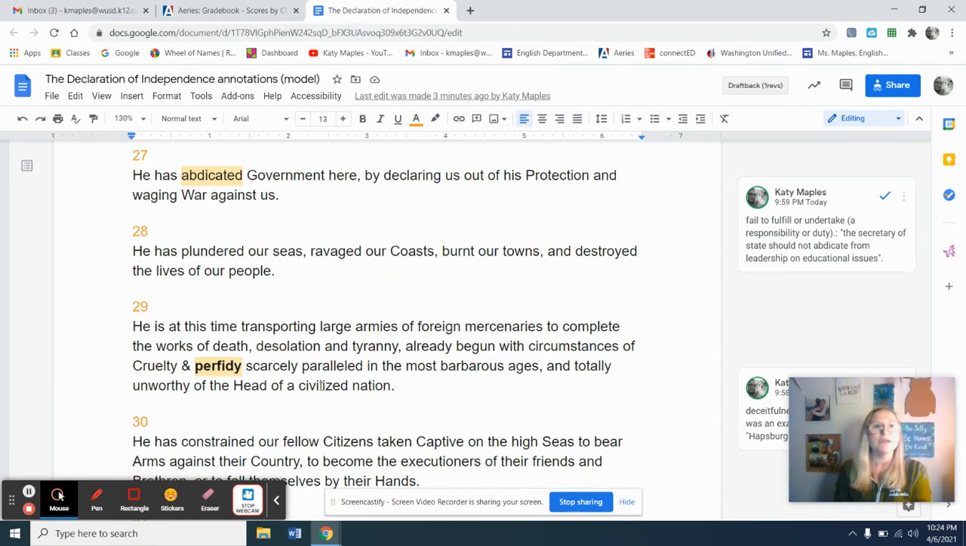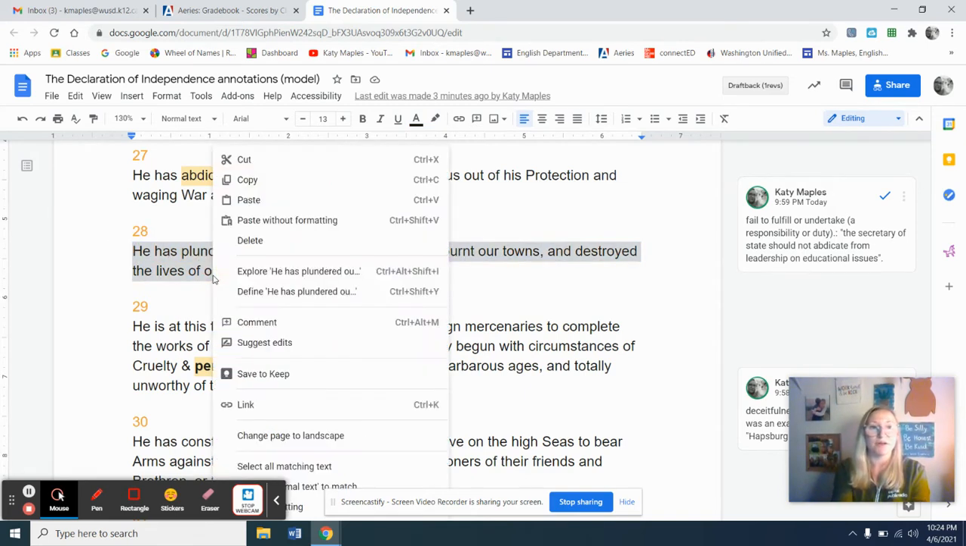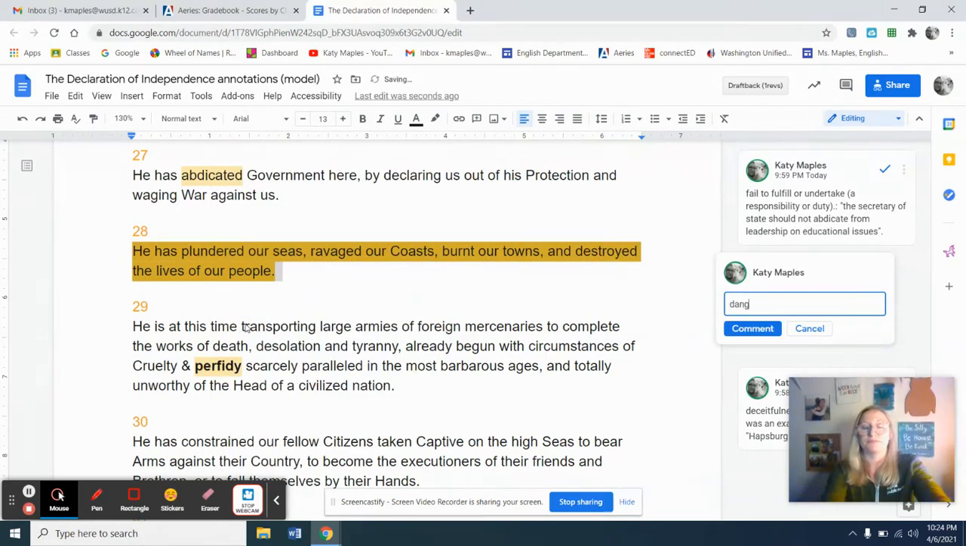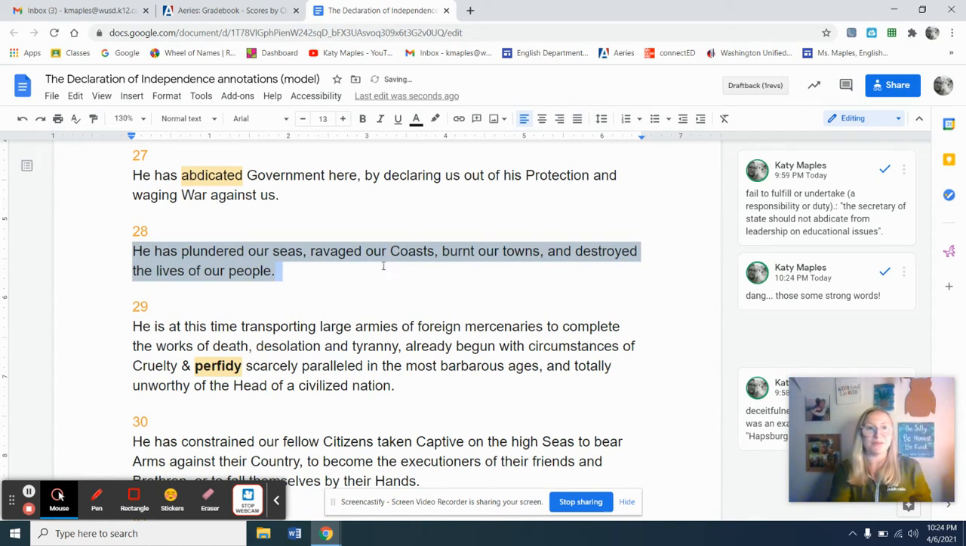Okay. He has plundered our seas, ravaged our coast, burnt our towns, and destroyed the lives of our people. Dang. It's getting serious now. They're not messing around. I'd say that this is really where some pathos is coming in too. Trying to create some emotion, probably wanting some anger from King George, and also maybe people looking around and going, guy's bad. He's plundering your seas and burning your towns. Yeah, you probably should break up with him.